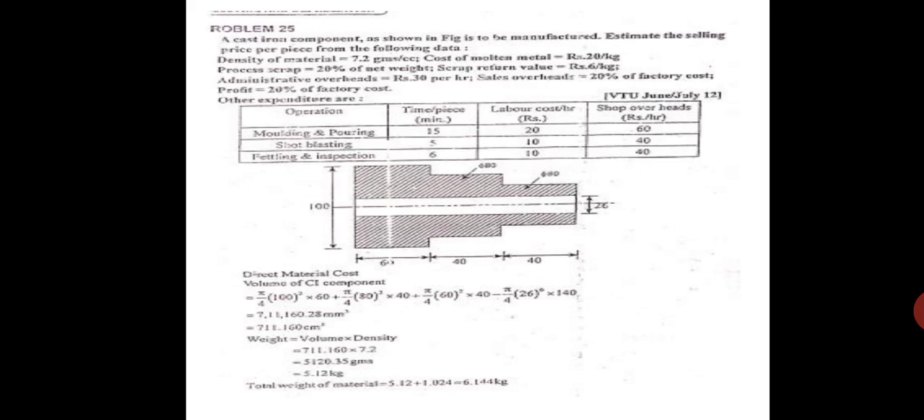And the overheads, again, are given in rupees per hour. So molding and pouring is 60 rupees per hour. Shot blasting is 40 rupees per hour. Fettling and inspection is again 40 rupees per hour.